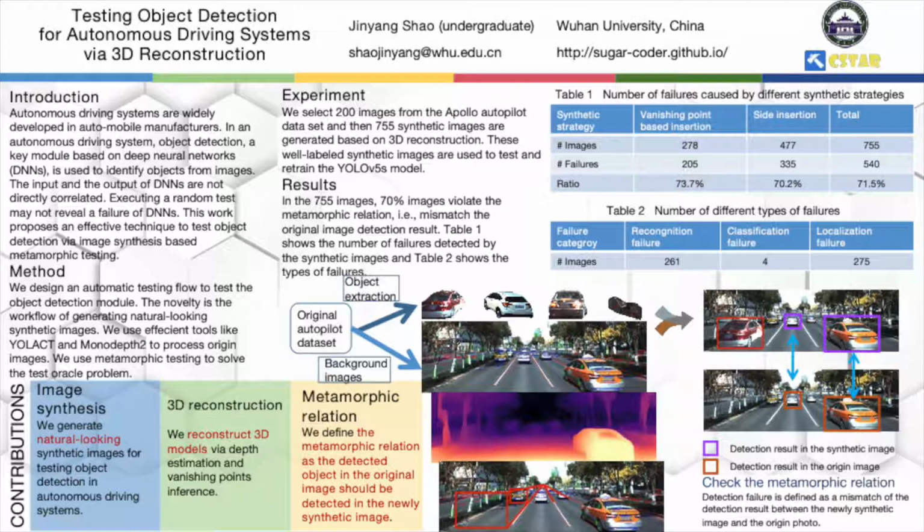As Table 1 shows, nearly 70% of synthesis images cause detection failure. Table 2 shows the number of different types of detection failures in the synthetic images. Recognition failure and location failure are in the majority.